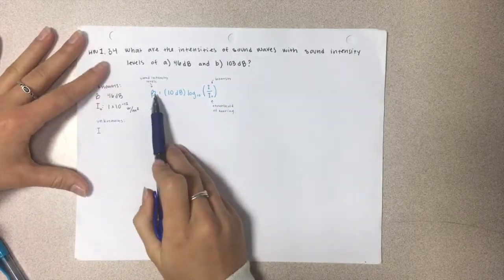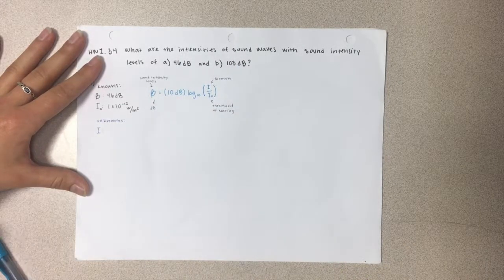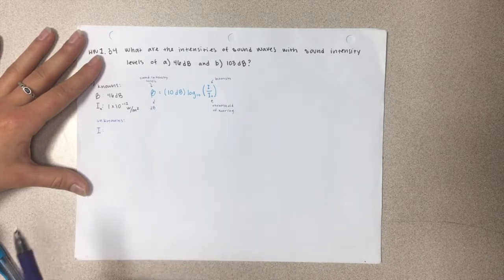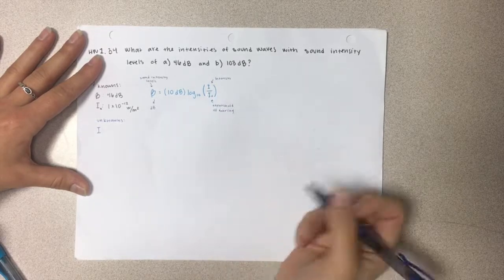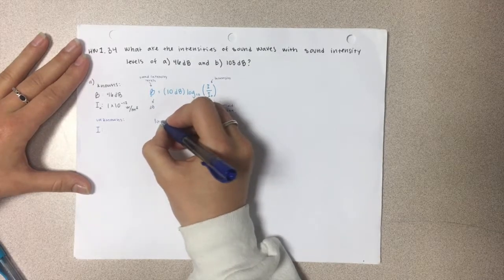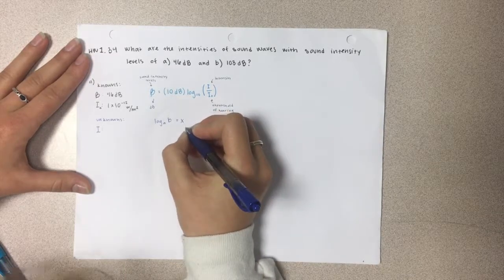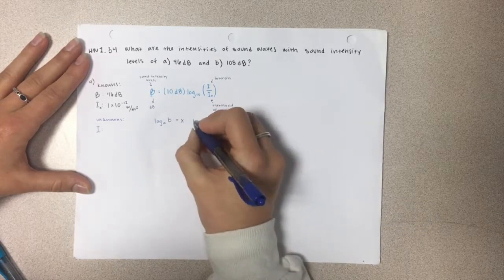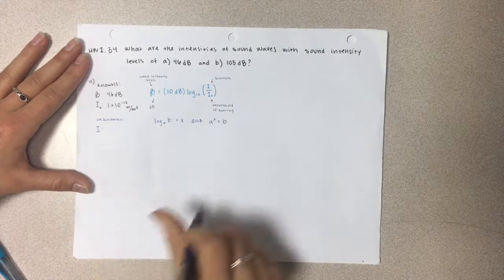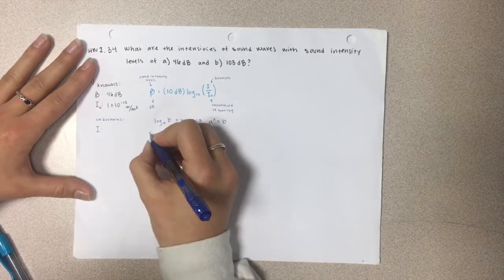But we are not asked to find the sound intensity level. We are asked to find the intensity of the sound waves. So we are going to use our knowledge of logs to transform this equation into the equation that we need. So we need to isolate sound intensity. So we will use the law that log of b base a is equal to x, which is equivalent to a to the x equals b. So using this knowledge, we can now transform this equation.